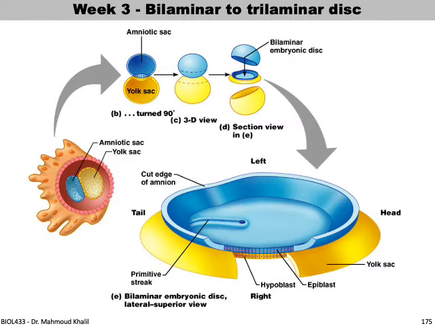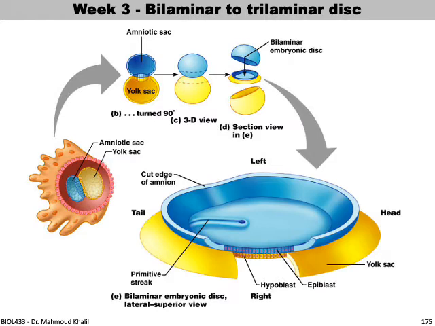If we wanted to describe how the bilaminar embryonic stage is transformed into the trilaminar disc in week 3, look at this diagrammatic sketch. Starting from the left figure, you can see that the embryo now has two sacs, the amniotic blue sac and the yolk yellow sac. We take only this structure and turn it 90 degrees, and from a 3D view, when you cut hypothetically, you can see where the bilaminar disc occurs. It's called bilaminar because it consists of two different types of cell, the epiblast and the hypoblast. The epiblast is the blue one and the hypoblast is the yellow one.